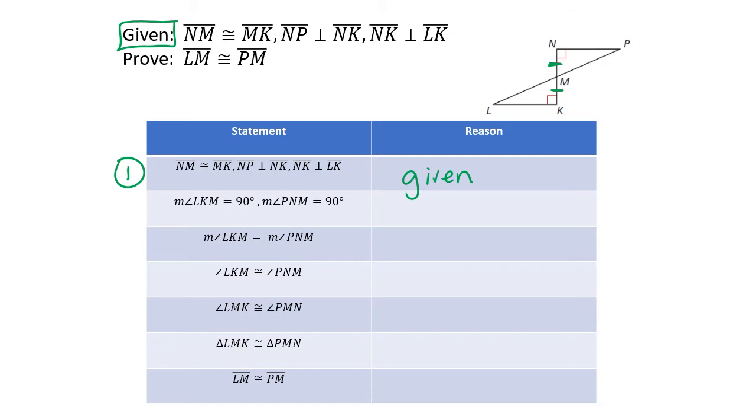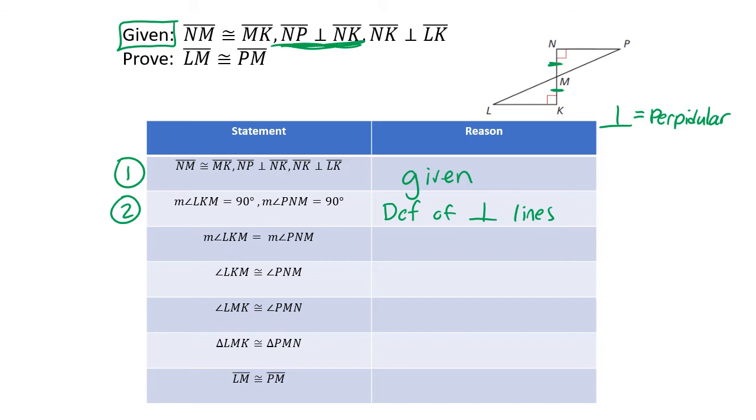Alright, let's look at our second statement. Our second statement is that the measure of angle LKM is equal to 90 degrees, and that the measure of PNM is also equal to 90. Why can we say this? Well, let's think about this. If two lines are perpendicular, then they intersect to create 90-degree angles, aka they're equal to 90 degrees. So the reason for our next statement on number 2 would be the definition of perpendicular lines. I wrote a symbol in here. It's the upside down capital T. It's equal to perpendicular if you forgot.